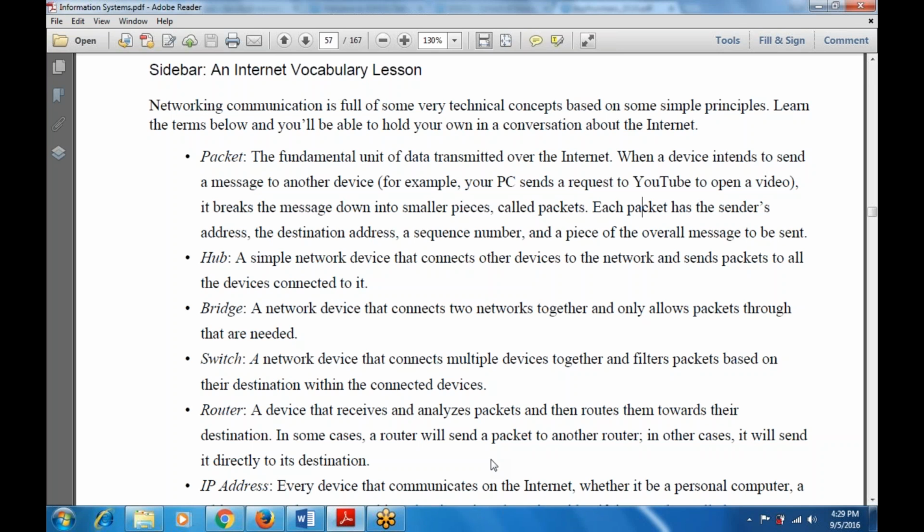In some cases, a router will send the packet to another router. A router does not only send from one sender to the receiver; it also sends the packet to another router. In other cases, it will send it directly to the destination.